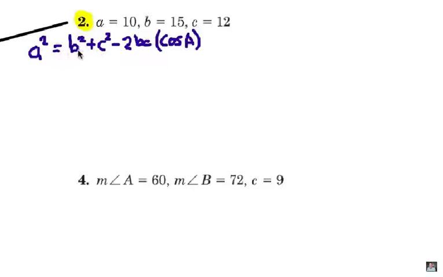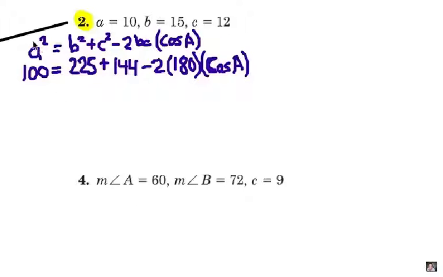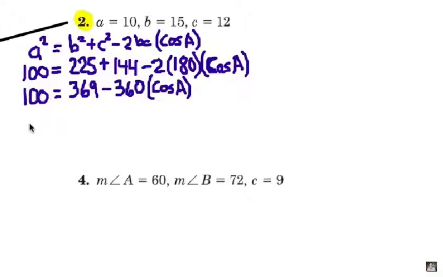Now I know what a, b, and c are here, but I don't know capital A, the angle. So let's go ahead and plug in what we know. So a squared would be 10 squared, which is 100. b squared is 15 squared, which is 225. c squared, of course, would be 12 squared, 144. And then it's negative 2 times 12 times 15 times cosine A. Alright, let's simplify this down and start looking for A. At this point we are going to subtract 369 from each side.